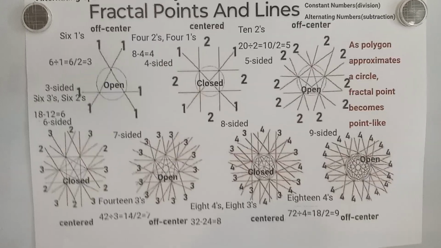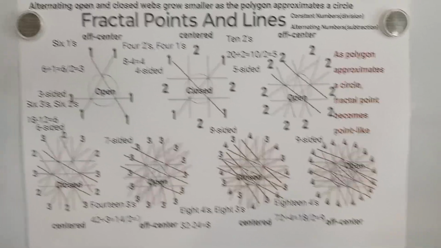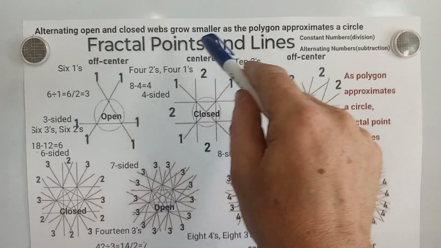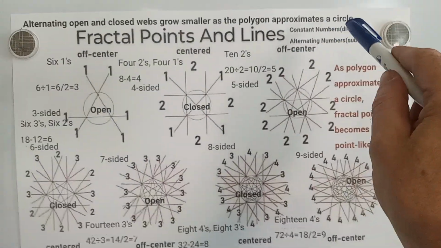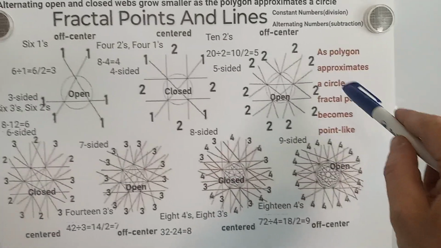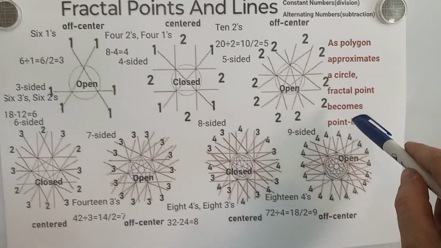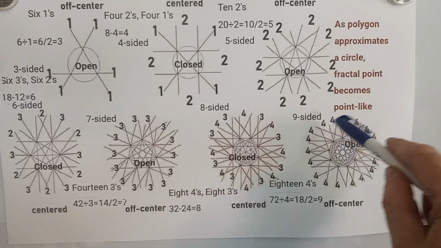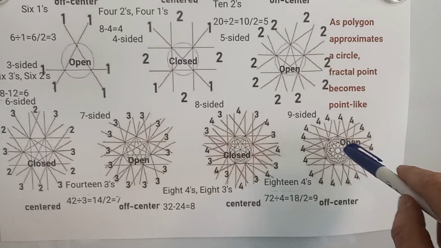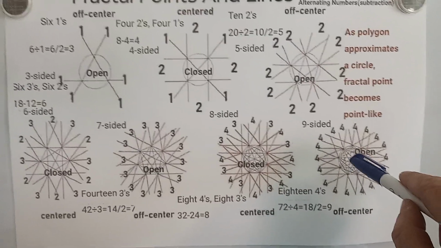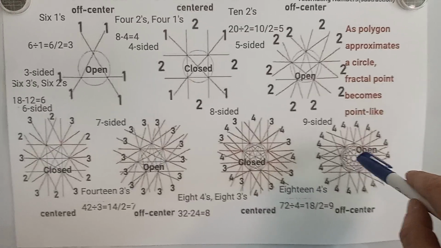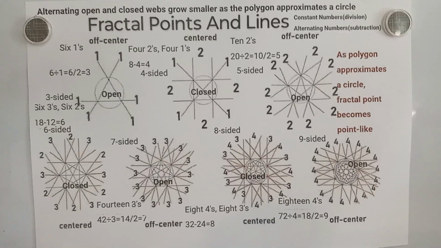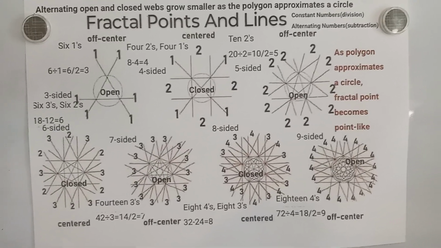And so I thought that this might be useful in the future to some sort of application. The alternating opening and closed webs grow smaller as a polygon approximates a circle. And as a polygon approximates a circle, a fractal point becomes more point-like until an infinite-sided polygon would inscribe a point where the opening is just as much a point as being closed. Well, I hope that this might be useful to somebody in the future. Thanks a lot.